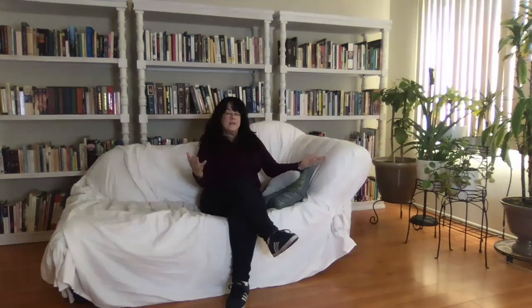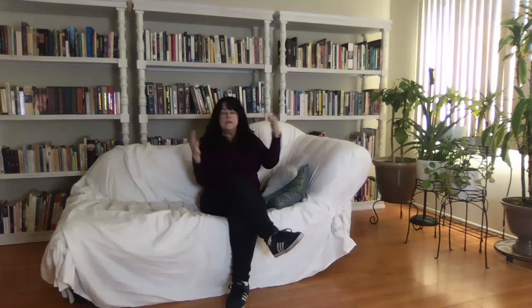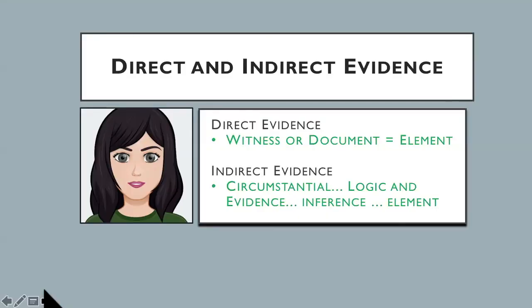Indirect evidence is when the evidence tends to prove the element, but it's not an equation. You might need additional logic, you might need additional evidence, you might have to kind of make a leap of logic or use other evidence to get from the evidence to the element that has to be proven. So that's what makes it indirect. There's some space between the evidence and the element.